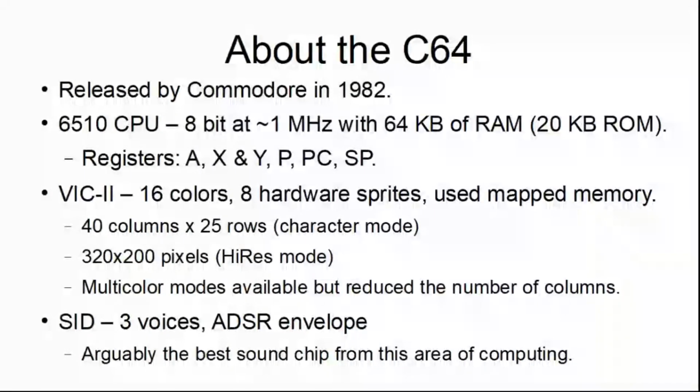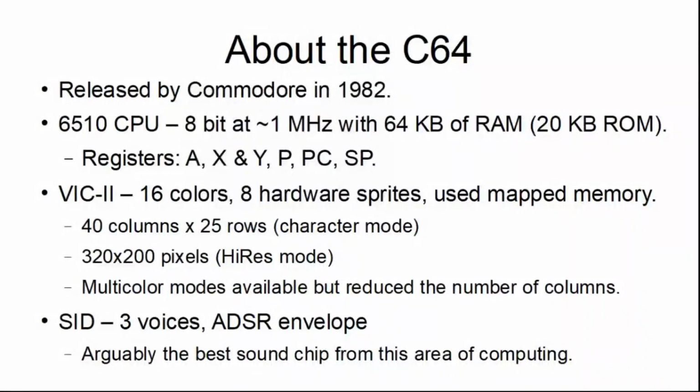So the A register is known as the accumulator. All the math was done against that register. You had two general registers called X and Y, which the programmer would just do whatever they want with. They had a processor state register P, a program counter register PC, and a stack pointer register SP. For this presentation, we're only going to talk about the A, X, Y, and P registers.